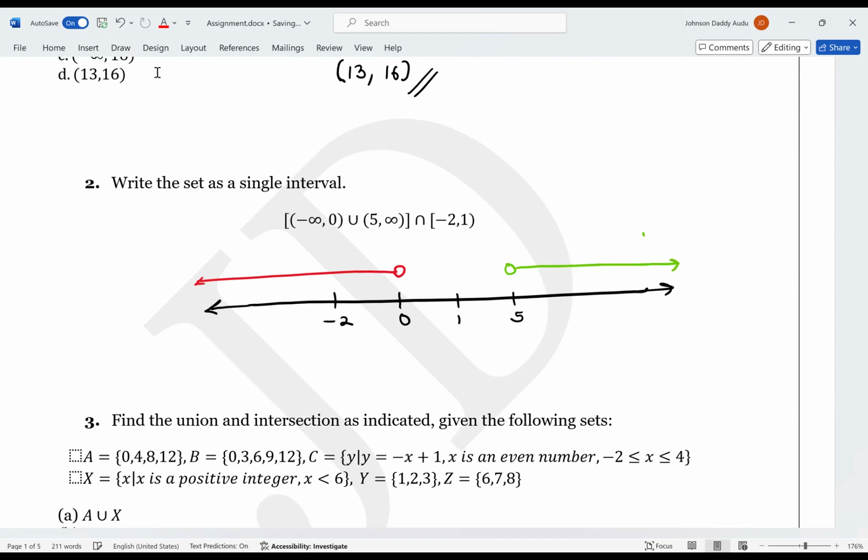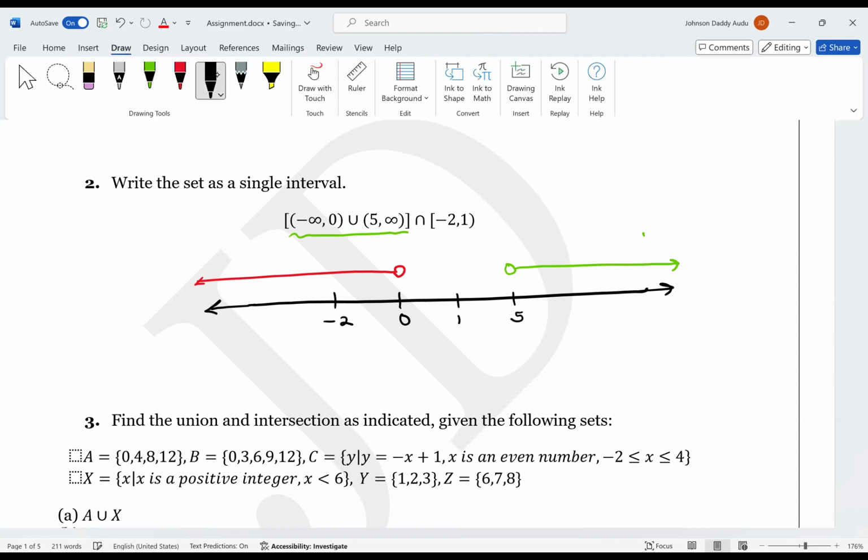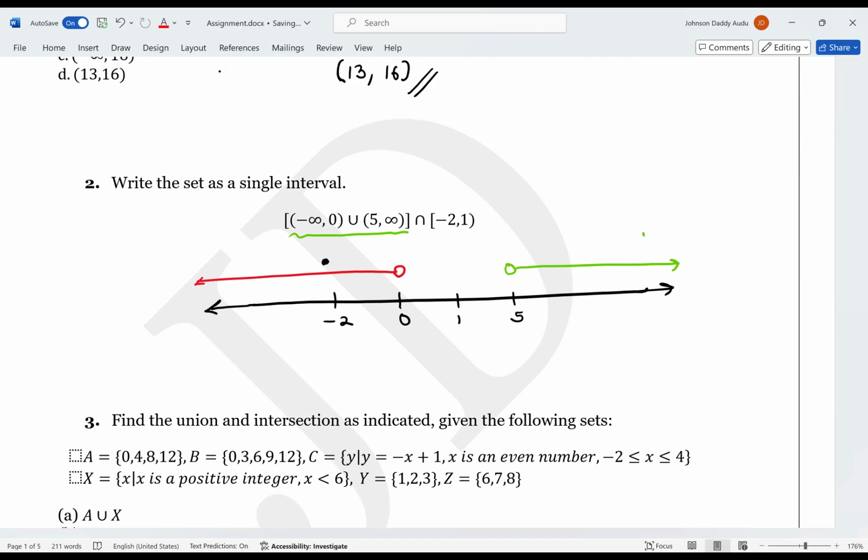So you can see this is the union. So this is the first set here, right? Then we want to intersect this whole thing with what? We want to intersect it with -2 close, which is somewhere here, up to where? Up to 1, which is open.